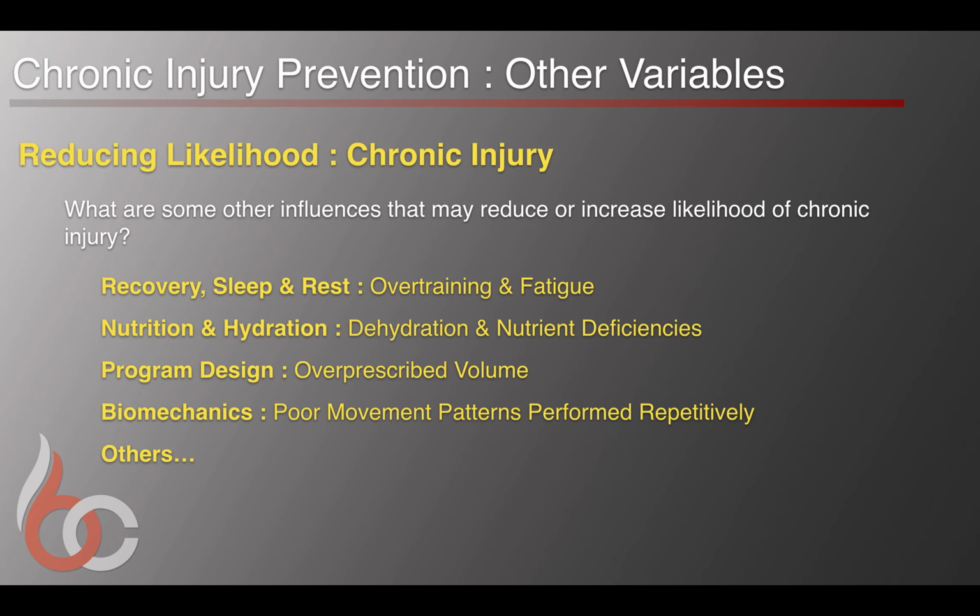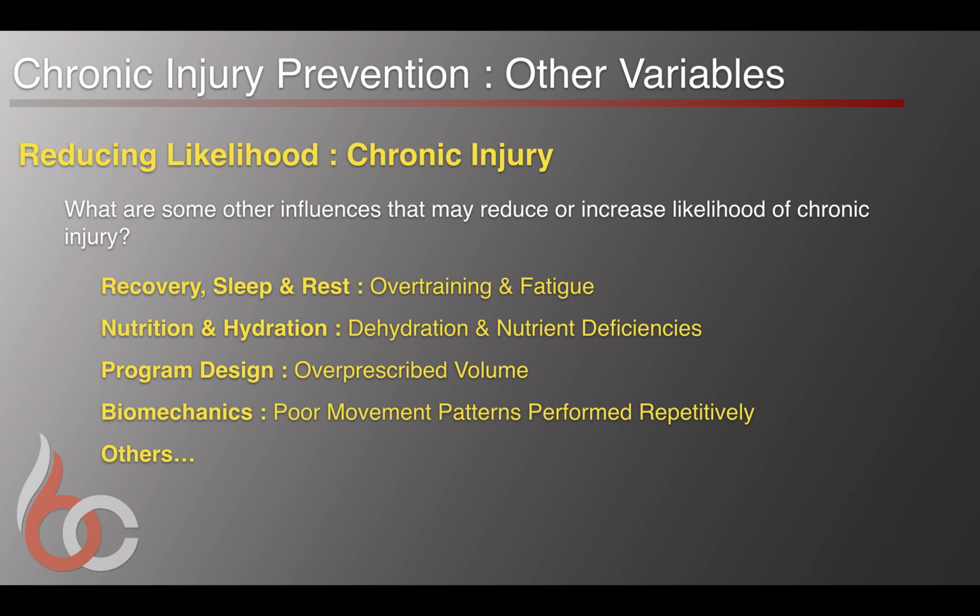Second variable is, of course, nutrition and hydration. So we talk about dehydration or nutrient deficiencies. These are some of the most common causes of long-term stresses that lead to injury. And dehydrated muscle is less elastic. It doesn't work nearly as well. And we all know what a dry elastic looks like and what happens to a dry elastic when we pull it to its maximum tension.